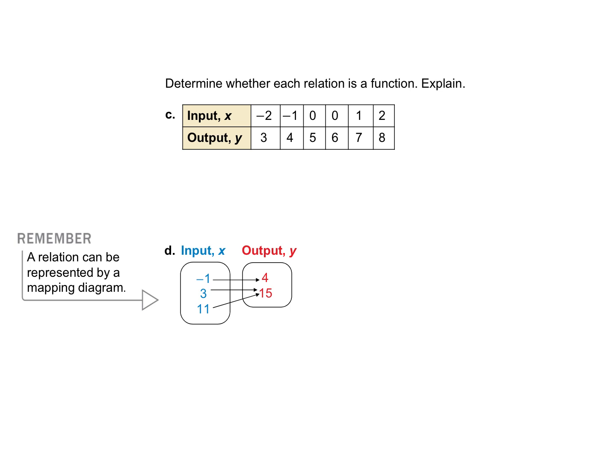They're asking us to determine whether each relation is a function and explain. So we have -2, -1, 0, 0, 1, and 2. Again, they repeat, so no. X repeats.